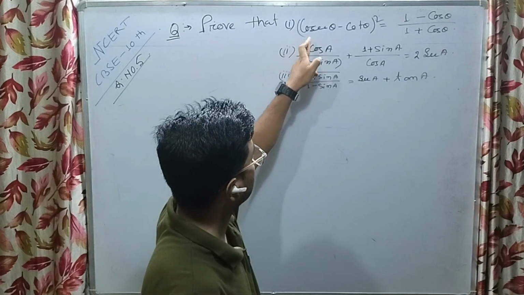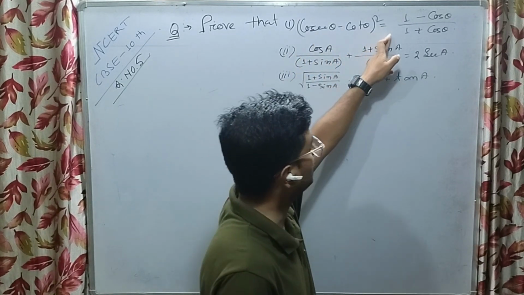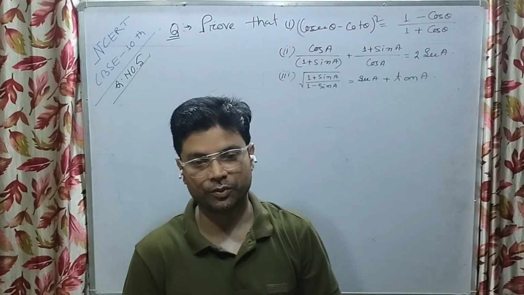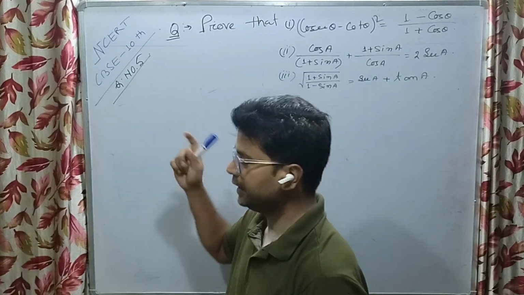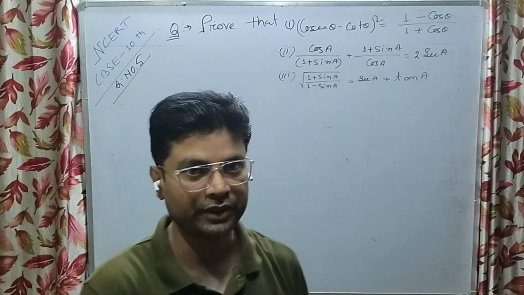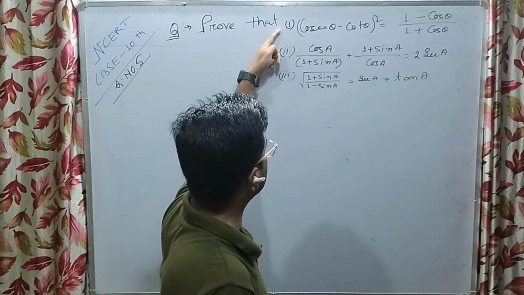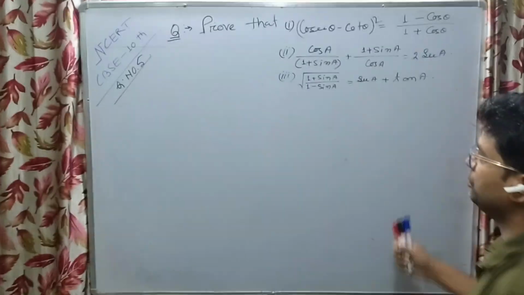problems. First trigonometric problem is (cosec theta minus cot theta) whole square is equal to (1 minus cos theta) by (1 plus cos theta). It is from trigonometric identities. The exercise is 8.4. Question number 5. 1, 2, 3. Today I am going to discuss all these three trigonometric identities and I will prove them for you.